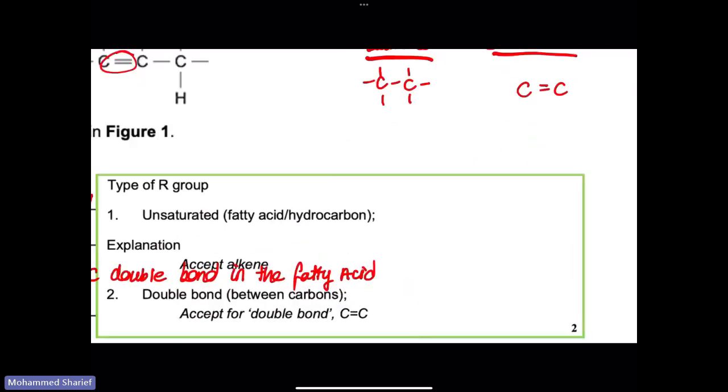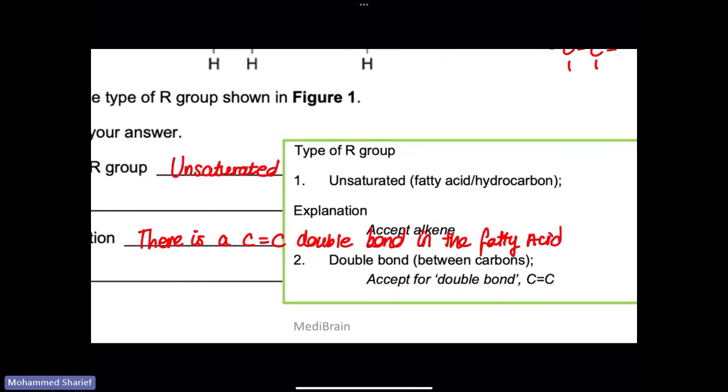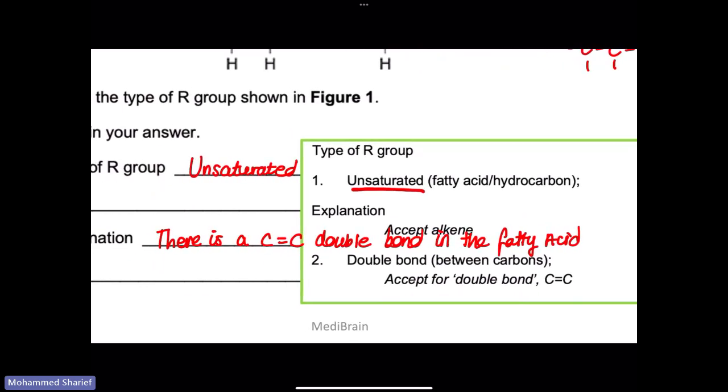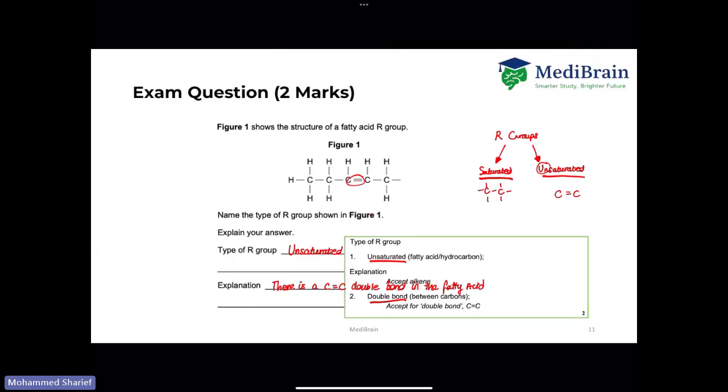Here's the mark scheme. Type of R group, unsaturated, just like we said. And it says double bond, accept double bond or C=C. Two marks there, easy two marks. Something really easy to remember, something really easy to forget as well, something that you may not pay attention to at all. But trust me, these questions do come up.